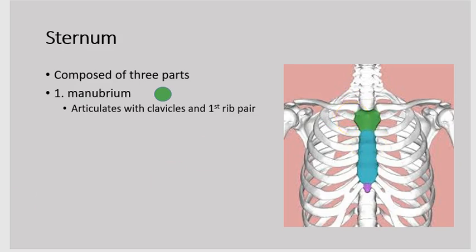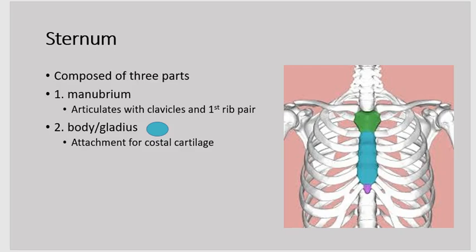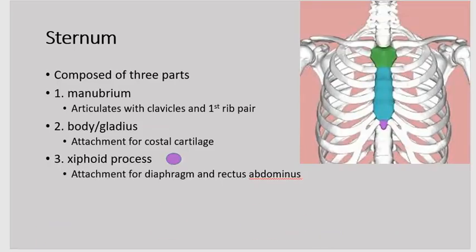As you go down, this is the body, sometimes called the gladius. If you know what gladiators fight with, if you ever watched the show with Russell Crowe, they had these short swords. That is called a gladius for the gladiators. And this kind of looks like a short sword. So the body of the sternum is called the gladius. And this has a lot of that costal cartilage connection for the rest of the ribs. And then finally, you have this little bitty thing at the very bottom. This is your xiphoid process, and its attachment for the diaphragm and your rectus abdominis.